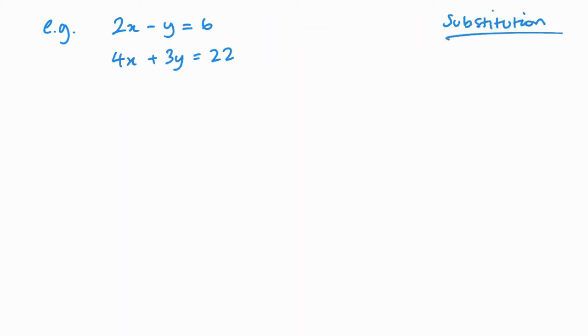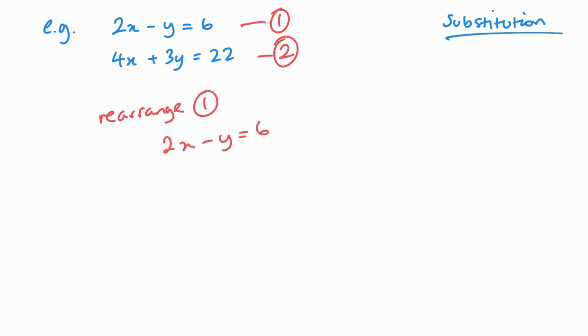Okay, substitution method. The substitution method involves rearranging one of my equations. I'm going to rearrange equation 1, so we had 2x minus y equals 6. Now y is a single unknown there. There's no coefficient in front of it, so it makes my life a bit easier. So I want to make this y equals: 2x is now y plus 6, so y is going to be 2x minus 6.